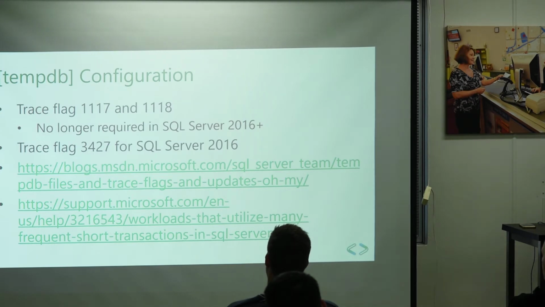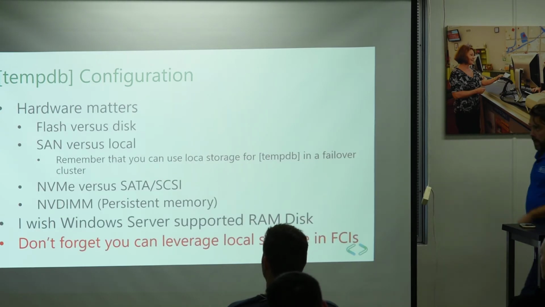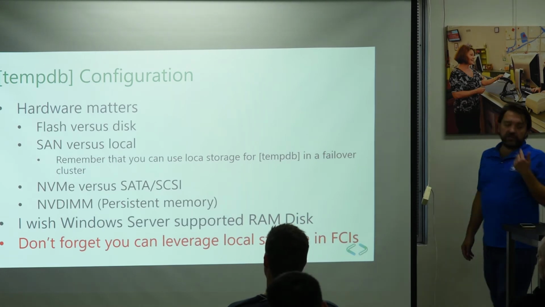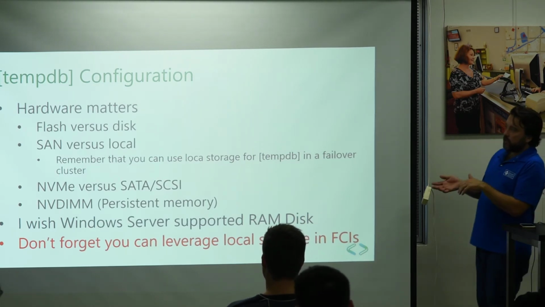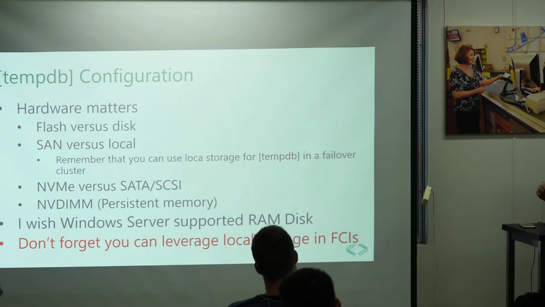Notice again trace flag 3427 for SQL Server 2016, which is that common criteria logging, even though you don't have that enabled, which might impact performance. When you're looking at TempDB configuration, hardware matters. Obviously, if you've got spinning rust disk, it's going to be the slowest. Flash is going to be quicker than that. You've also got, are you going to use a SAN or local storage as well?